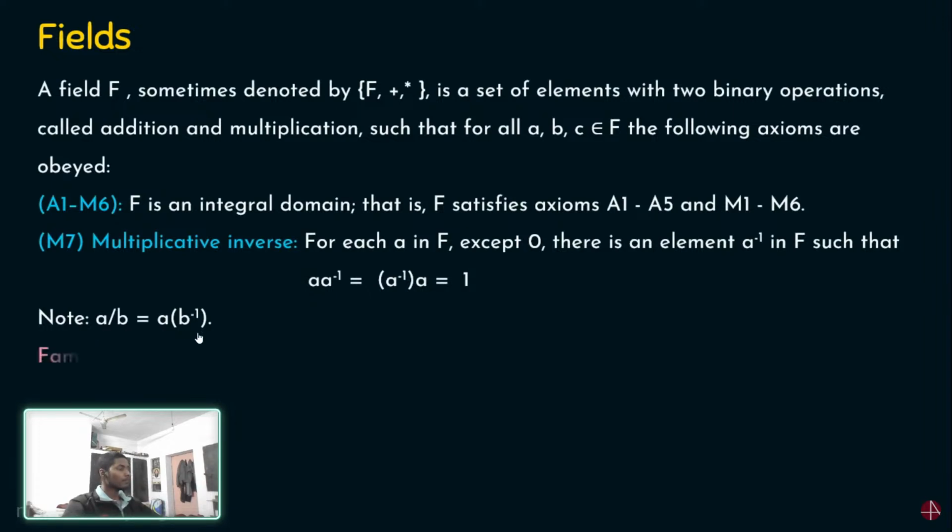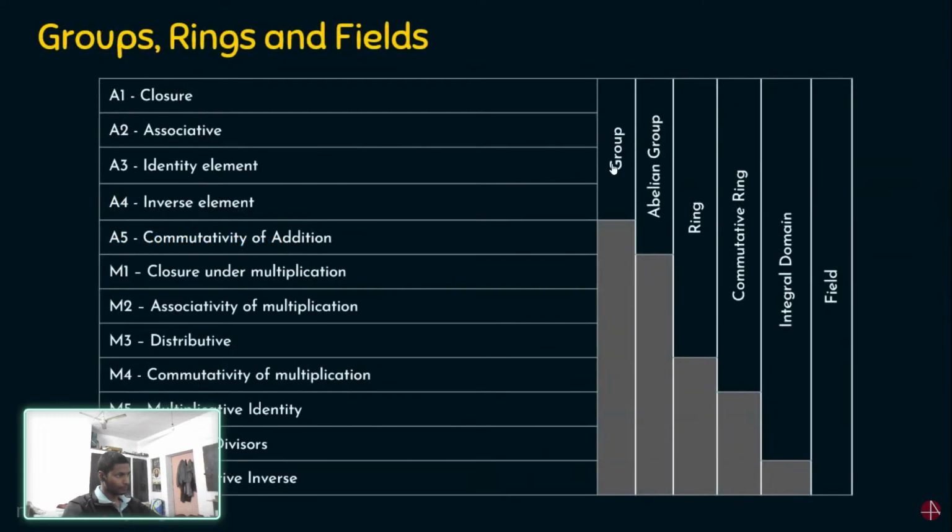Let's see some familiar examples for fields. The examples for fields include the rational numbers, real numbers, and complex numbers. Before we see what a finite field is, let's consolidate whatever we have seen so far. If the set that you are taking is a group, then the axioms from A1 to A4 should be satisfied. If A5, that is commutativity of addition, is also satisfied, then it is an abelian group. This abelian group is a ring only if M1, M2, M3 conditions are satisfied. This ring is a commutative ring if M4, the commutativity of multiplication, is also satisfied. An integral domain is a commutative ring if additional axioms M5 and M6 are satisfied. A field is an integral domain if M7 is satisfied.